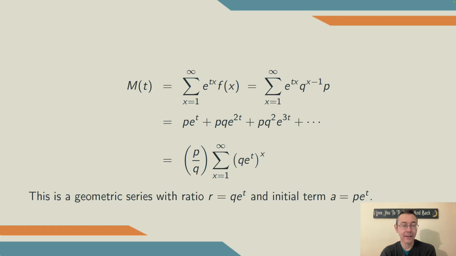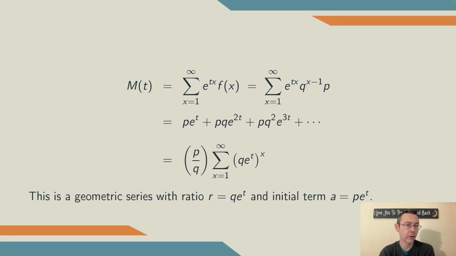So we're just applying the definition, the moment generating function, e to the tx times f of x, summed up over the entire support, so from x equals 1 to x equals infinity. Plugging in the probability mass function, f of x, is q to the x minus 1 times p, where p is the probability of success on any given trial, q is the probability of failure.